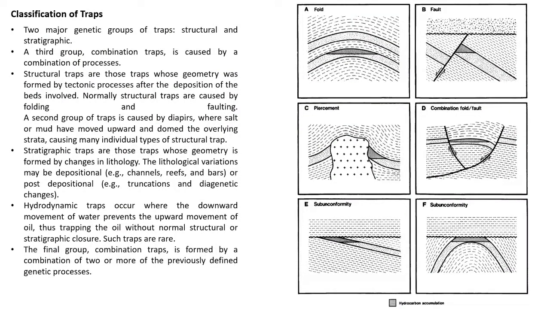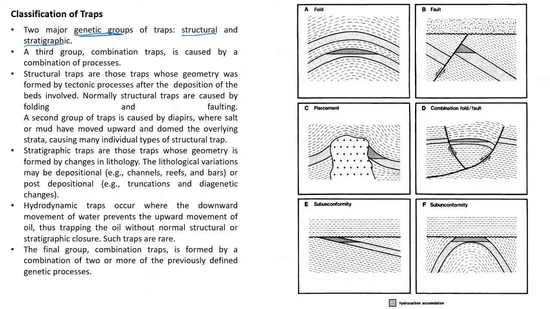Okay, so let us now come to the classification of traps. This is a very important question in all sorts of examinations of geology, whether it is GSI, UPSC, whatever. So we have two major genetic groups of trap. When I say genetic group, it means how they are formed: structural traps and stratigraphic traps. Of course, there are several more types of trap, but at your level, you are good enough to know about these two major genetic groups.